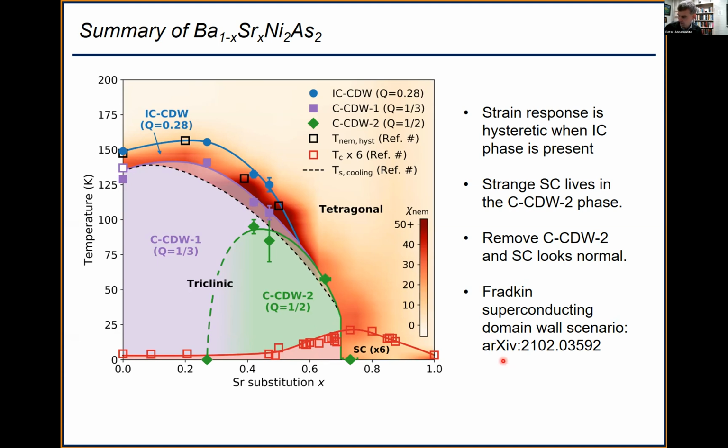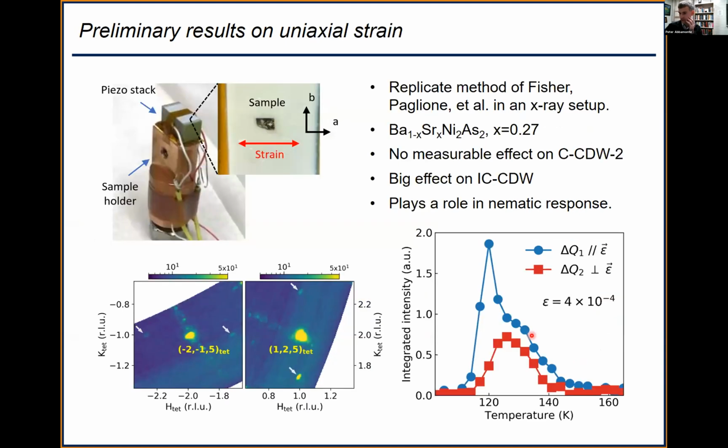He has a theory of that. I can't explain all the algebra, but it's in an extensive supplement in this paper we just put on the archive. Okay, so I'm done. I just want to point out, we were inspired by JP, so we made a copy of his strain cell, and we're now doing measurements of this material under uniaxial strain.